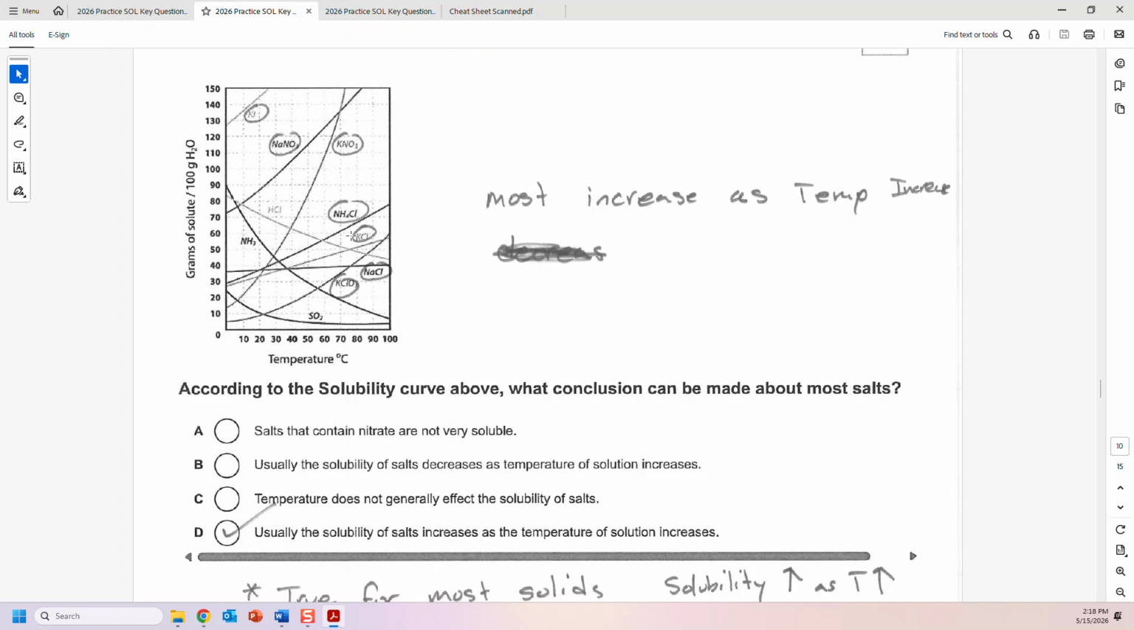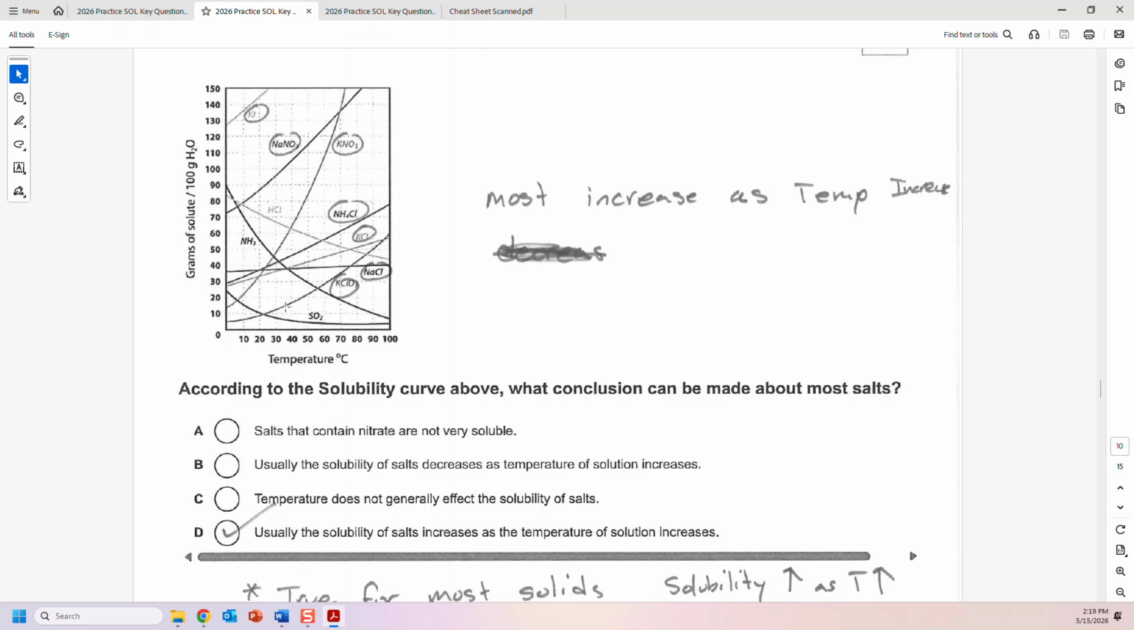But the opposite is true for gases. So if they gave us the same chart and asked us about the solubility of gases, for gases, they become less soluble as temperature increases because it's harder to trap a gas in water when the particles are moving faster. So colder soda, if you want to think of it this way, takes more time to become flat than warmer soda, because it's harder for the CO2 to escape when the water's colder, since CO2 is more soluble in colder water.